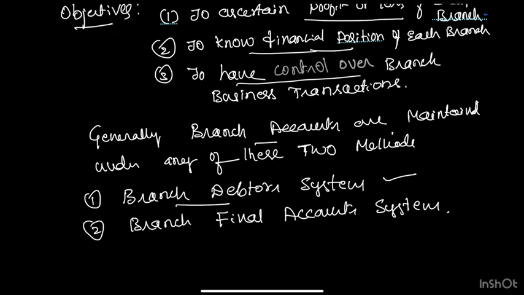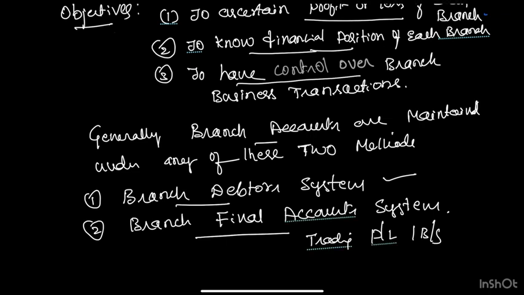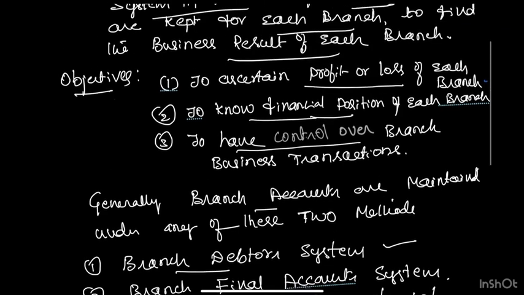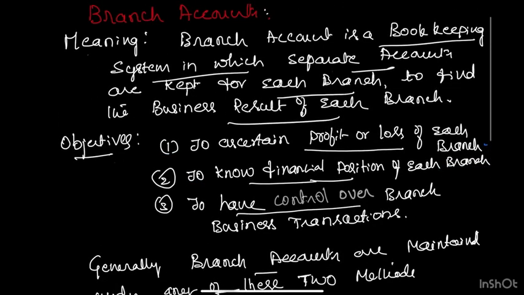So the another one is branch final account. This is the final accounts maintained by the branch. The records are maintained by the head office as well as the branch, and the branch will prepare final accounts, that's a trading account, profit and loss account, and balance sheet to have a proper record of the branch. Usually the big branch where huge number of transactions are there, they want to keep the final accounts separately for future references. Okay, so now I'll take a simple example to understand how the branch account is maintained.